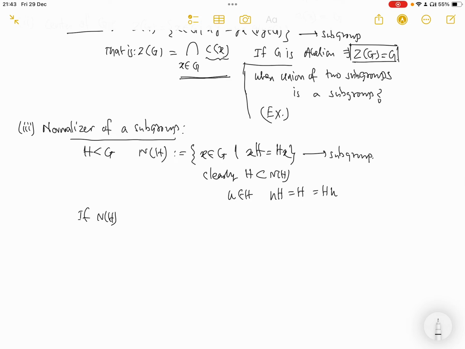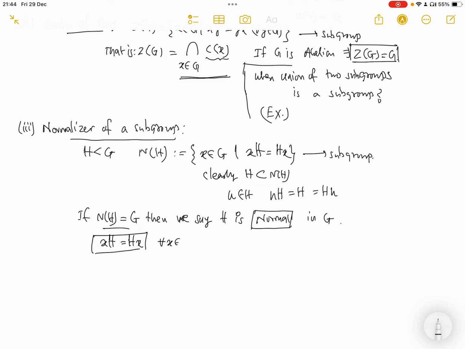And if the normalizer of H is G, then we say H is normal in G. So this is a really important concept in group theory, what is called a normal subgroup. In this case, every left and right coset of H in G are the same, in case it is a normal subgroup.